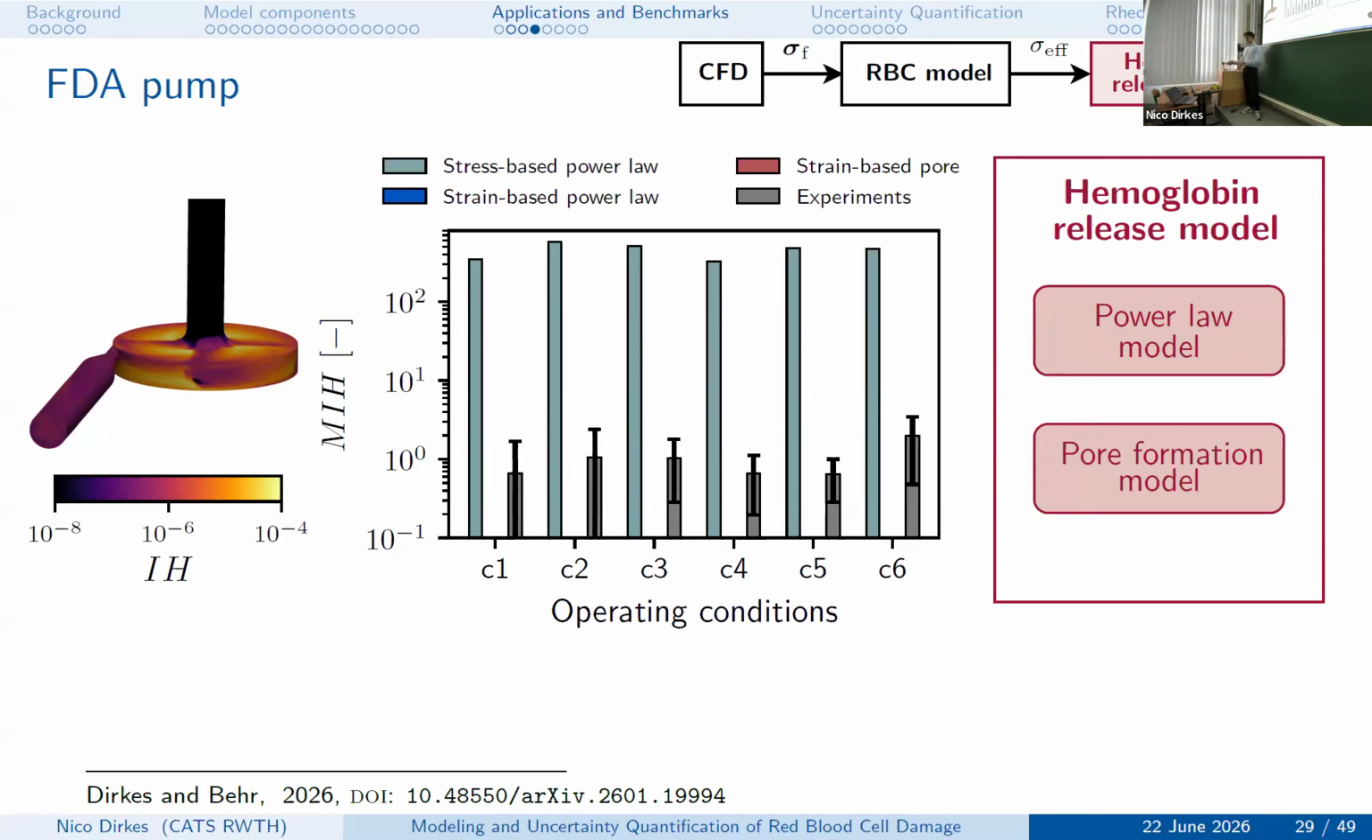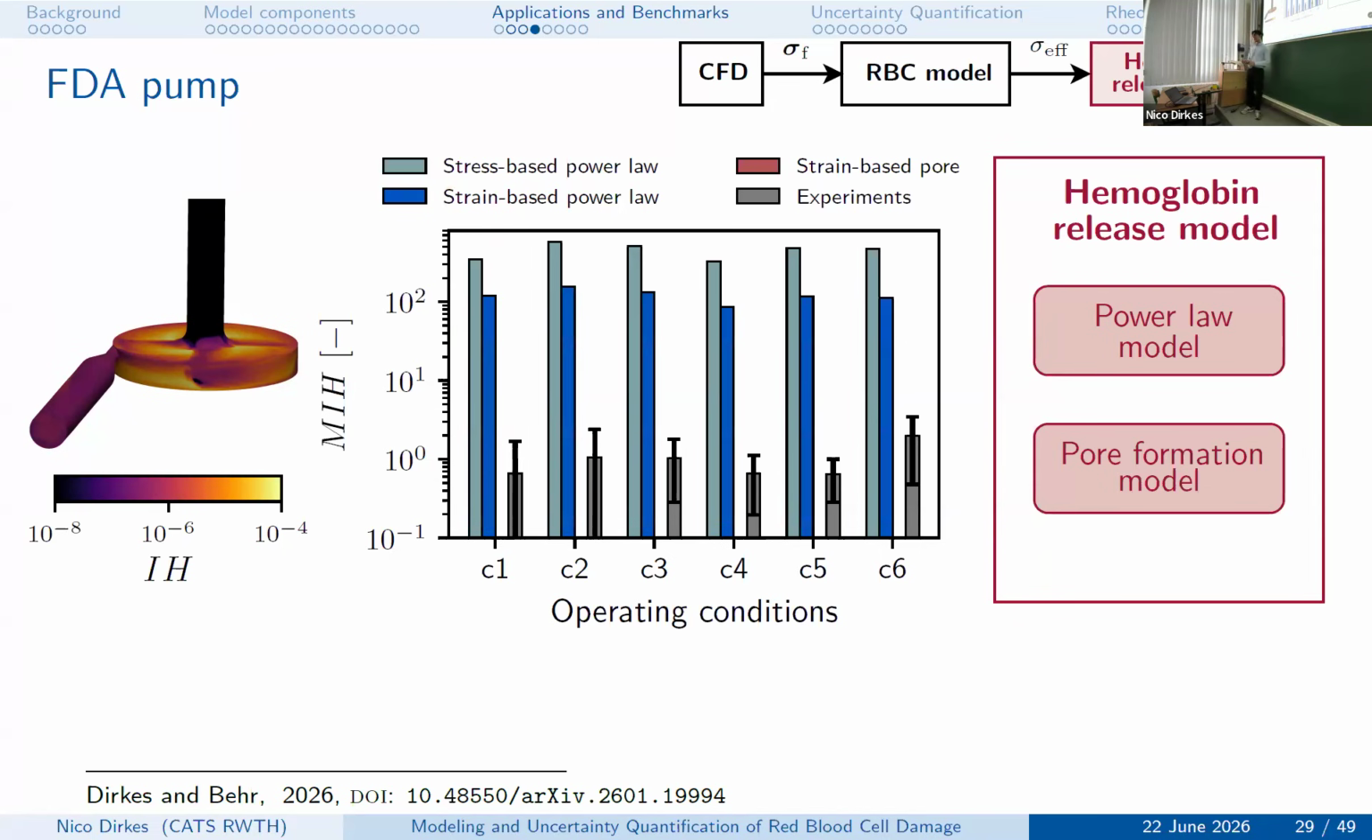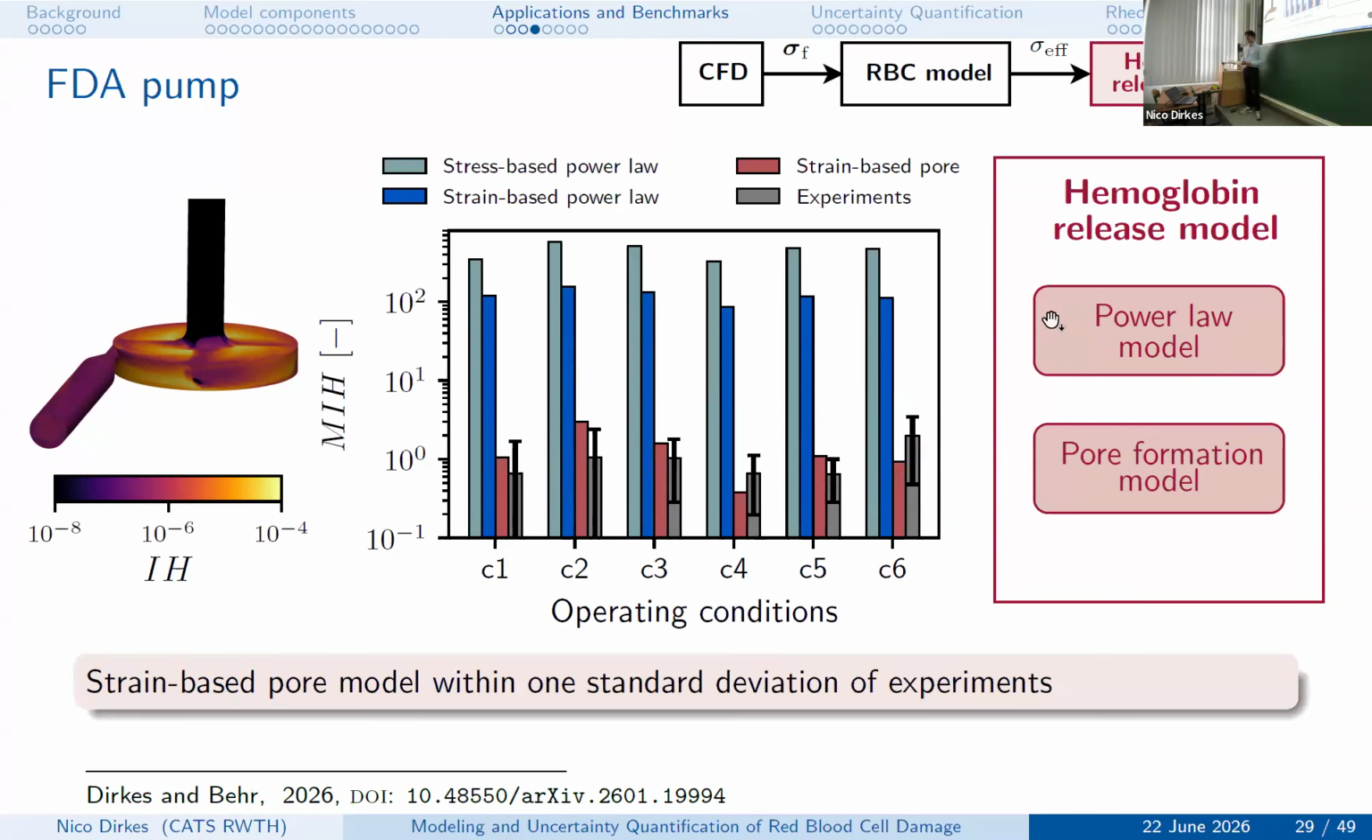If we use a strain-based red blood cell model instead with the same power law, we're a bit better, but not so much better. And now if we use this strain-based red blood cell model together with the pore formation model, so with this more microscopic scale hemoglobin release model, then you can see that we're actually within the same order of magnitude and even mostly within the standard deviation of the experiments here. So this is one of the first times that actually we can predict hemolysis in the absolute sense, not in some relative variation between operating conditions sense, in advance with computational methods.